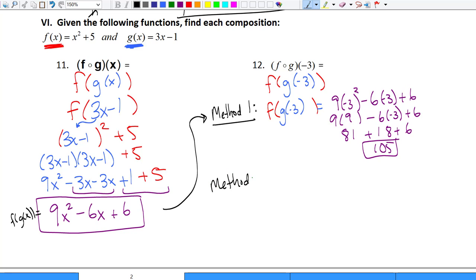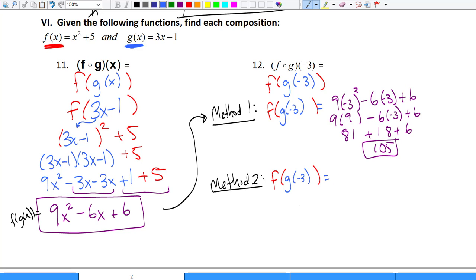Now, let's pretend you couldn't figure out number 11. You're like, I don't remember, Miss Lay, I can't figure this out. You can still get number 12 correct, even if you don't work out number 11 correctly. And you'll just have to use the other method.